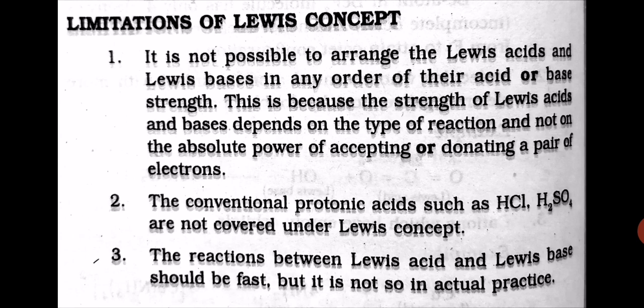Limitations of the Lewis concept. It is not possible to arrange the Lewis acids and Lewis bases in any order of their acid or base strength. This is because the strength of Lewis acids and bases depends only on the type of reaction, and they do not have an absolute power of accepting or donating a pair of electrons. The first limitation means it does not depend upon the strength of the Lewis acids and bases. It only depends upon the type of reaction.